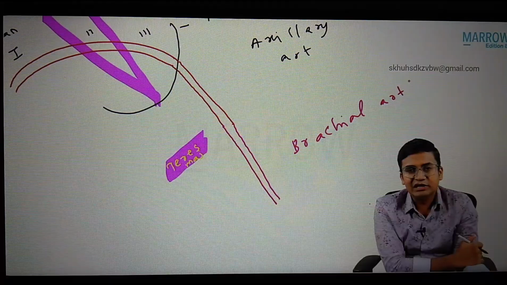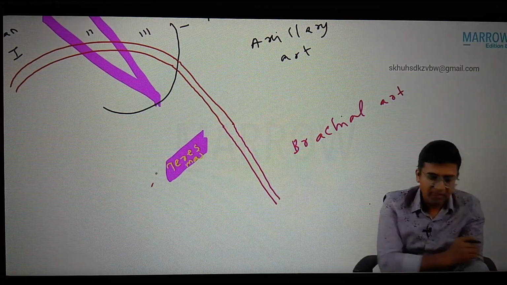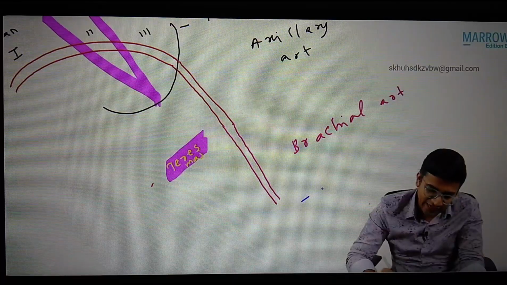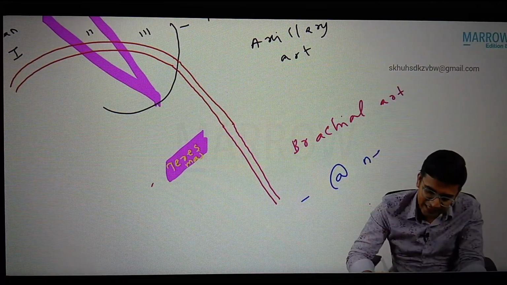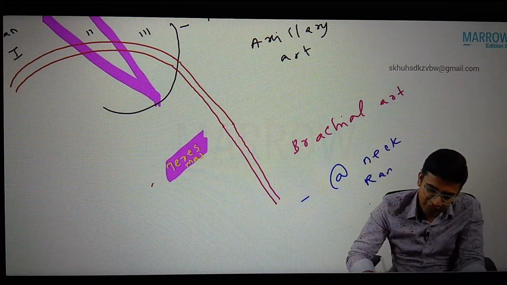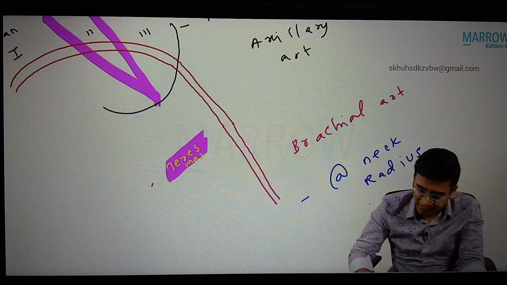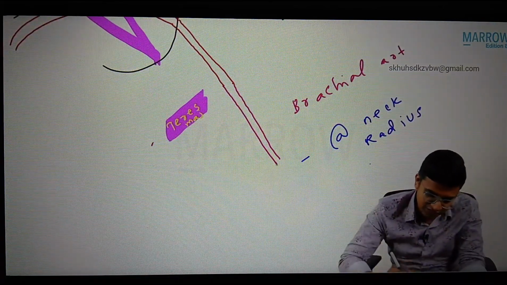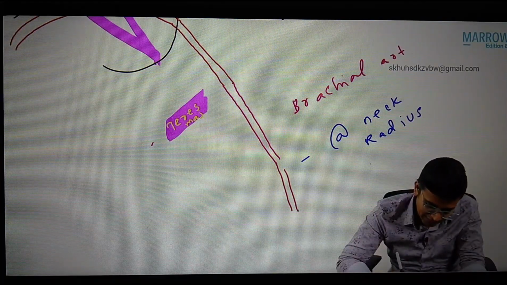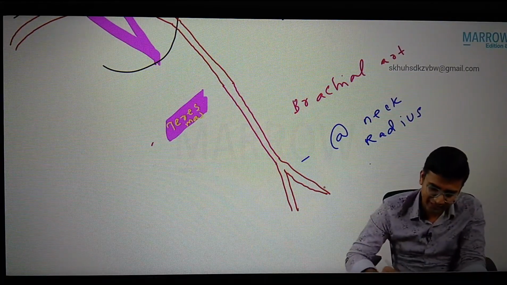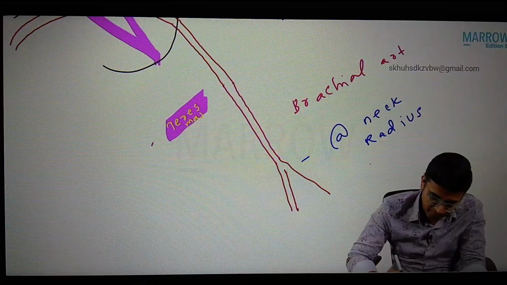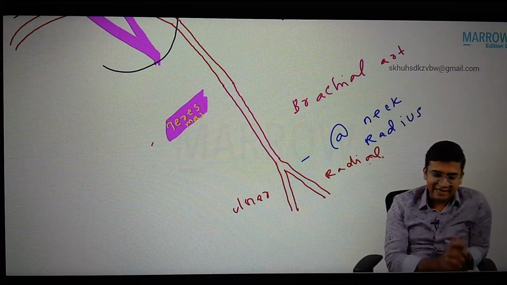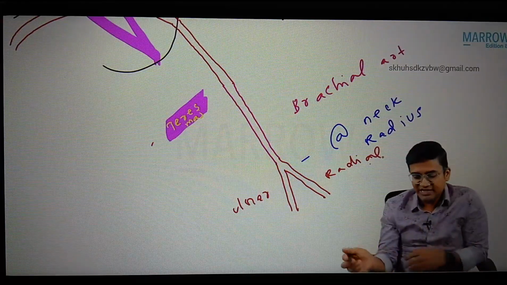The brachial artery is the continuation of the axillary artery from the lower border of teres major muscle up to the level of the neck of the radius. At the level of the neck of the radius bone, the brachial artery divides into two terminal branches. What are those? Our radial artery and ulnar artery. So this is radial and ulnar. By this line diagram, we come to know the extension of each artery.